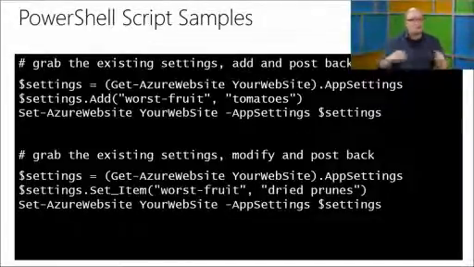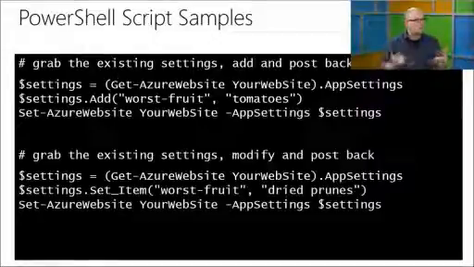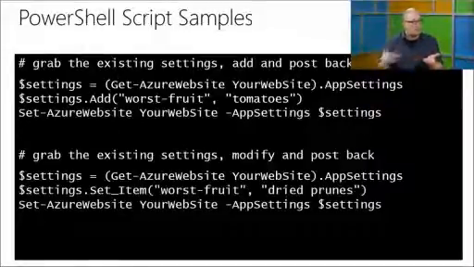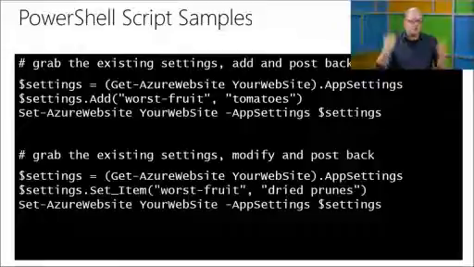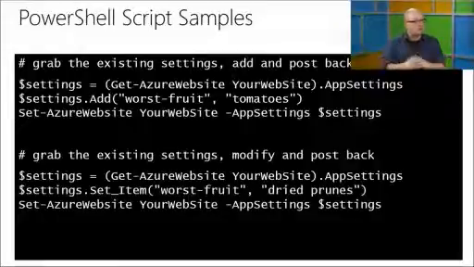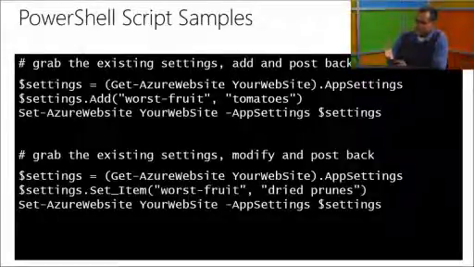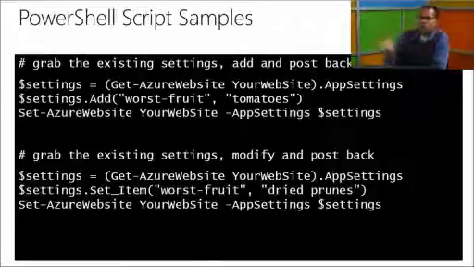So I just pull the settings down again, and then rather than adding one, I can actually set the property in that key value pair collection, and then push it back up to Azure websites, and then all of that works. Yeah, so the point is, it's your setting. It's for your website. You can set it to whatever you want. Absolutely. So these PowerShell scripts help you do that.